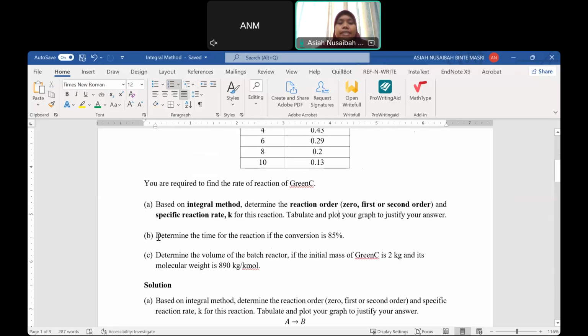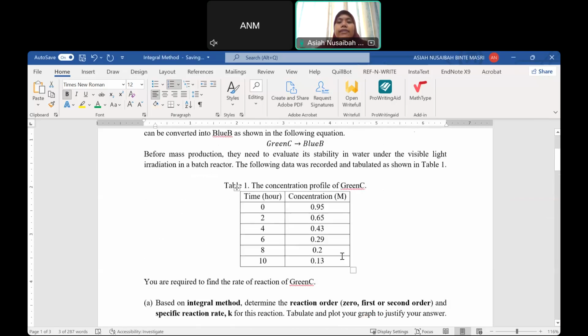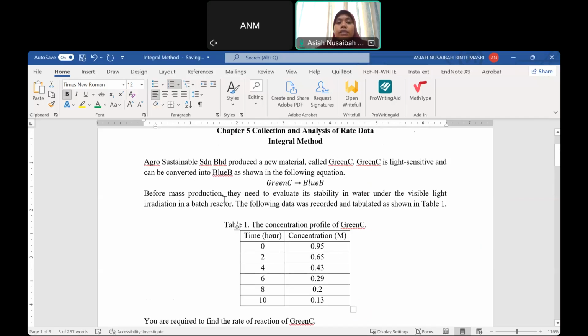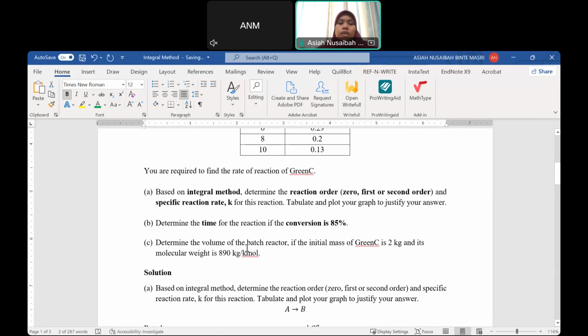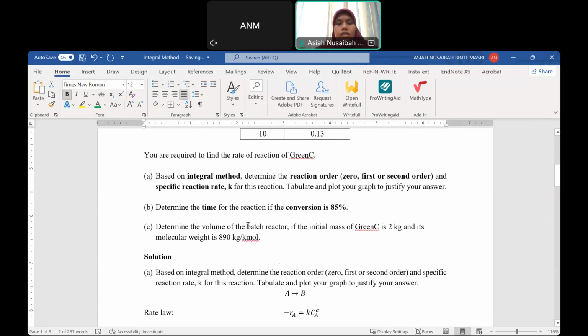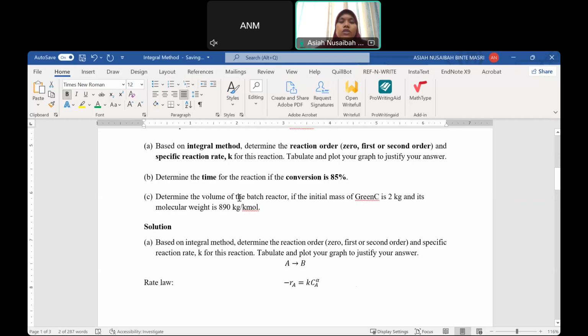Okay, part B, determine the time. You need to find the time for the reaction if the conversion is 85%. So X is equal to 0.85. And what kind of reactor is this? We have a batch reactor. So basically we can know which equation we have to use. All right, and then determine the volume of the batch reactor.